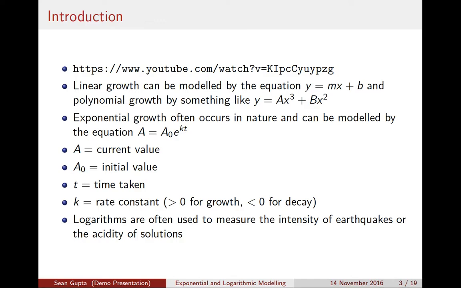So basically, if I tell you a0 and k, and I also tell you what t is, so for example t might be 5 years or 3 minutes, you can calculate how much something has grown from its initial value a0 to the current value a. You can also use logarithms. In this context, they're closely related, and as we will see later, they're often used to measure how intense earthquakes are or how acidic chemical solutions are.